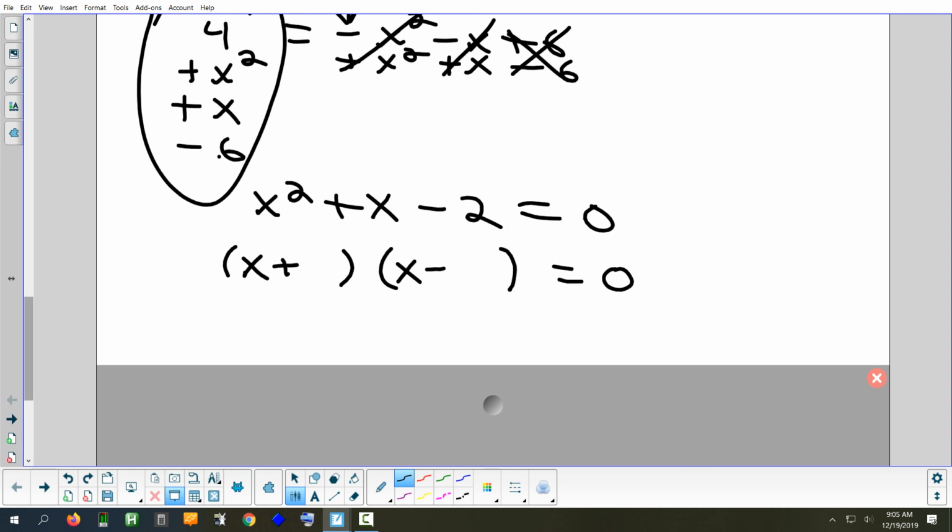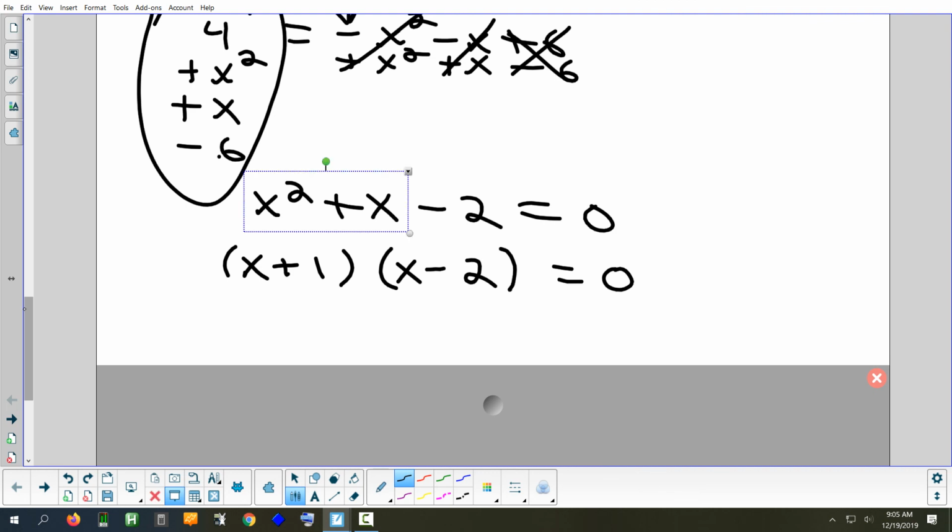Now I need two numbers that multiply to give me 2 and add or subtract, well, subtract to give me 1. So what two numbers multiply to give me 2 and subtract to give me 1? Yep. 1 and 2. And it makes a difference which one I put where. Do you want to do 1 and 2 or 2 and 1? Yep, 1 and 2. Let's just check it.